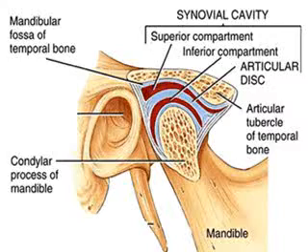This is another cross section of the temporomandibular joint, which shows us the synovial cavity of the temporomandibular joint, which is divided by the articular disc, represented by the blue color, into a superior compartment of the synovial cavity, represented by the red color, and an inferior compartment, represented by the red color also.